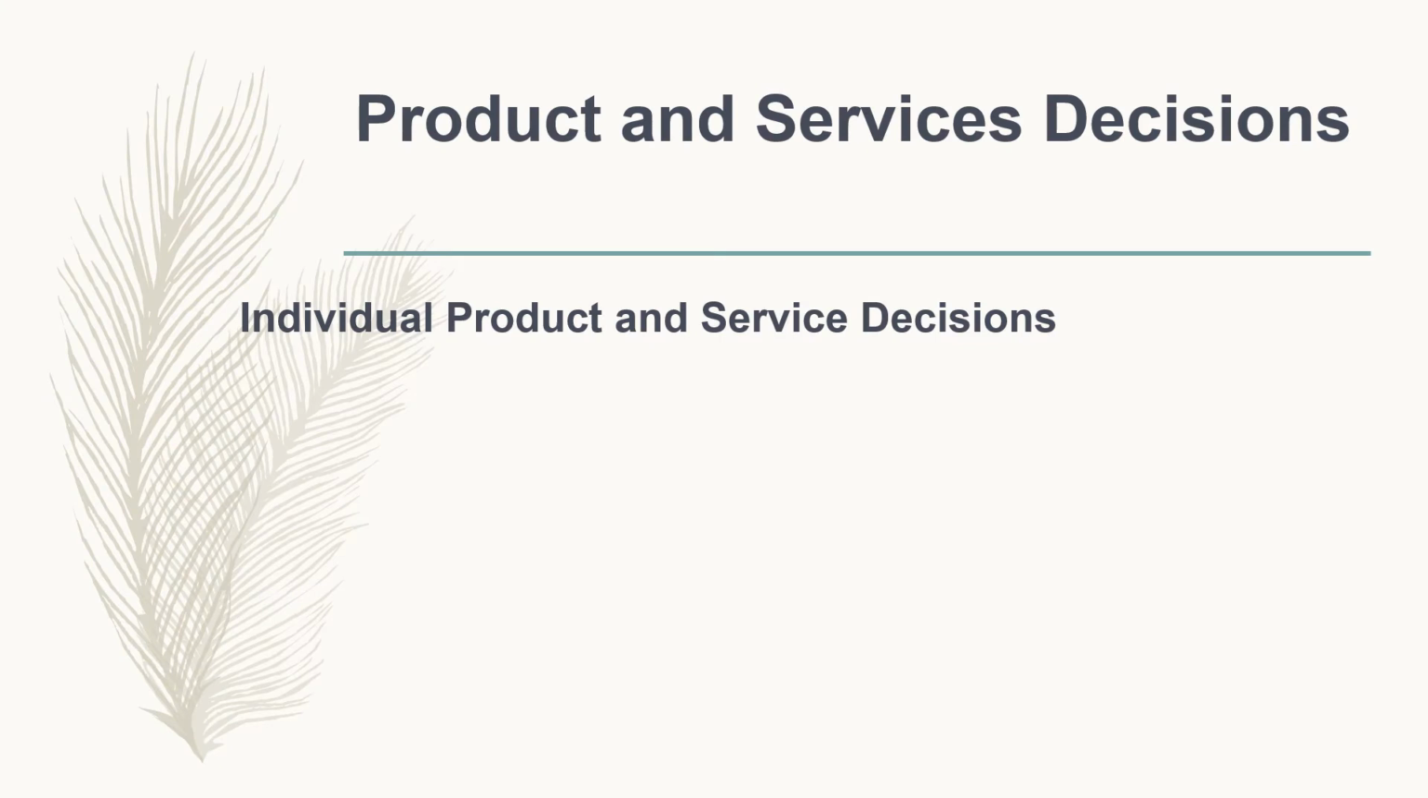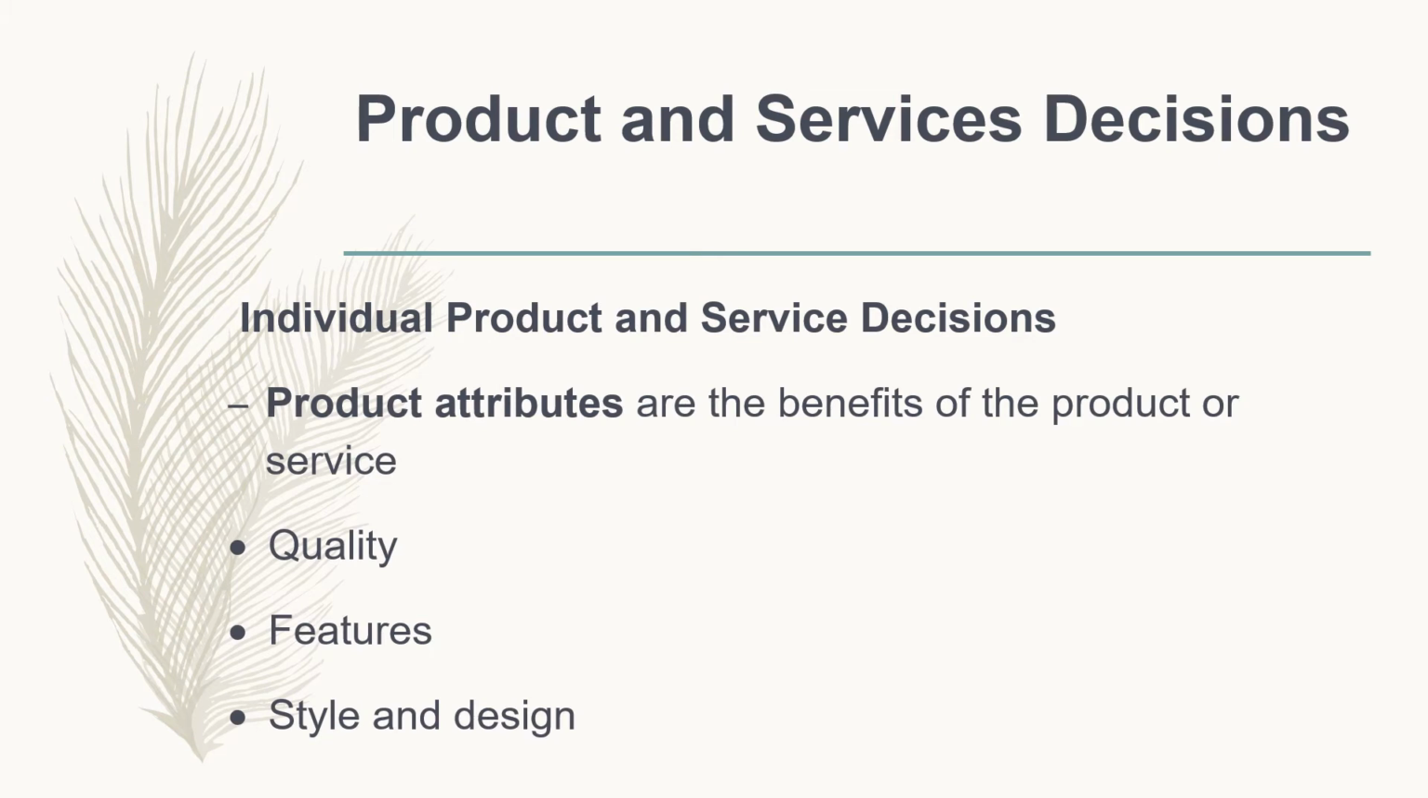Next will be the product and services decision. We have product attributes. These are the benefits of the product or service such as quality, features, and style and design. So product attributes are the additional characteristics of a product. For example, product attributes can be size and color. You first create the attributes such as size, then you create values for these attributes. For example, for size, you can create values such as small, medium, large, and extra large.